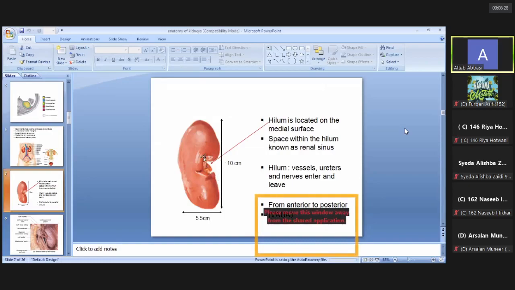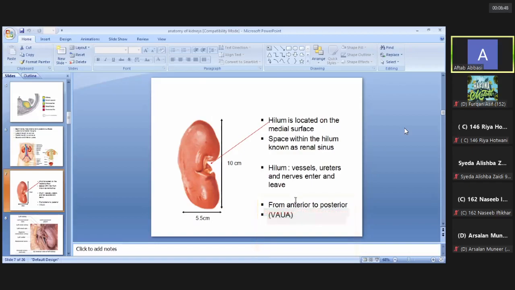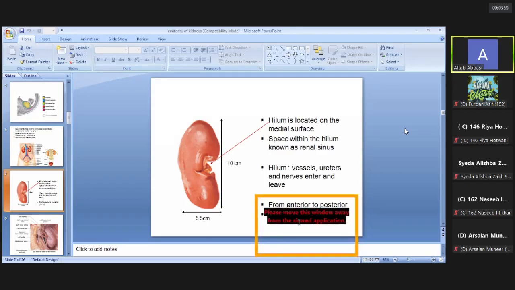On the medial margin is the hilum of the kidney, and the space within the hilum is known as the renal sinus. In the hilum of each kidney, the vessels, ureter, and nerves either enter or leave the kidney. But there is a specific arrangement of these structures from anterior to posterior. The first anterior structure is the renal vein. Posterior to the renal vein is the renal artery, then the ureter, and then there is a third branch of the renal artery. So it is denoted as VAUA.